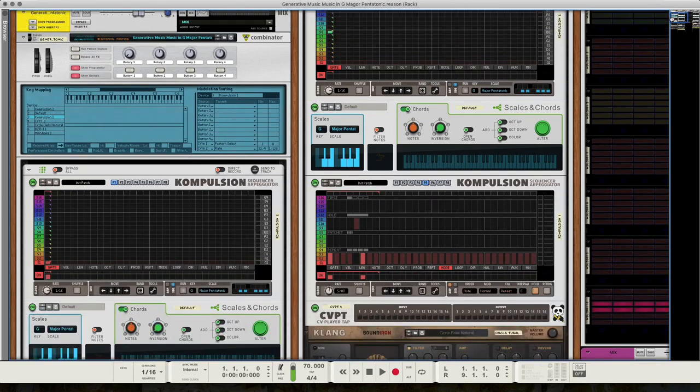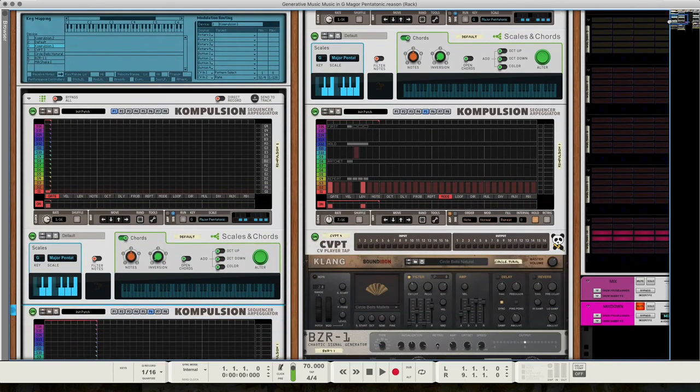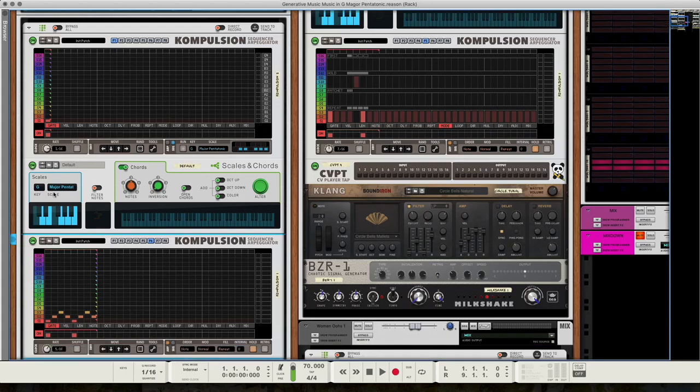Okay, so first of all, we'll have a look at this first device. So basically the way that this is working is that you have one instance of the Compulsion sequencer arpeggiator set to a sequencer. In this case, it's set to G major pentatonic, this is the G major pentatonic scale here. And then that has been populated here by these notes.